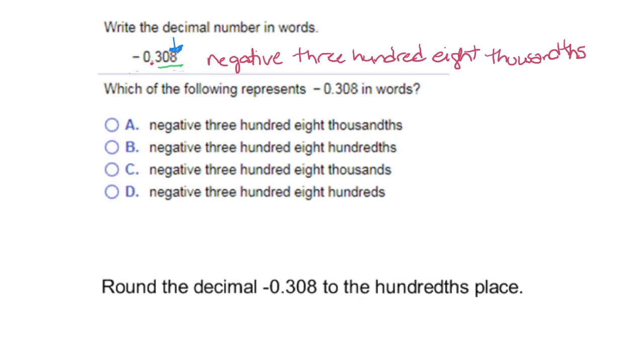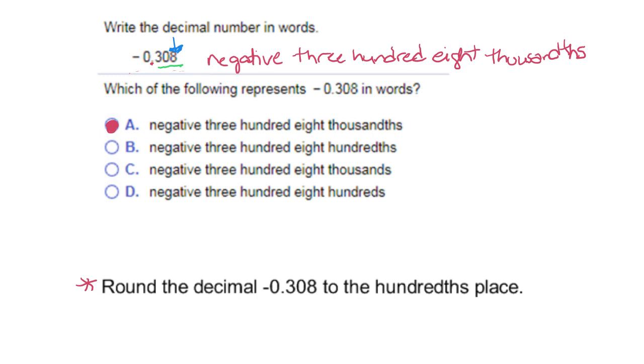So then we're going to go through this and match the correct answer. And let's see, negative 308 thousandths. And that looks like the first number is our correct answer. Option A. All right.